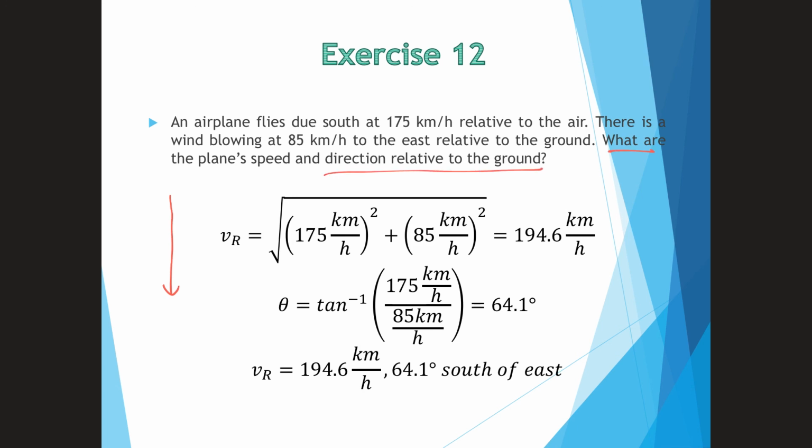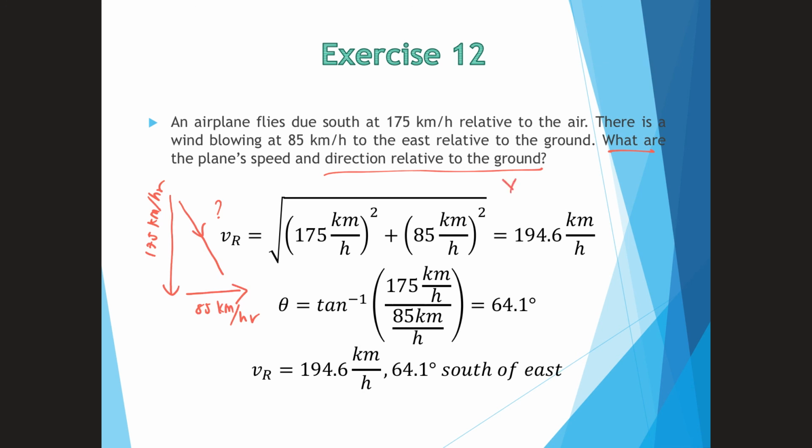So basically what happens here is the plane is going to be pushed by the wind. Your wind is going to be in this direction, therefore the true path, the real path, is going to be in this direction. This one is going to be 175 km/h, and this one is going to be 85 km/h. The question asks you to find the plane speed, which is this one, and the direction relative to the ground.